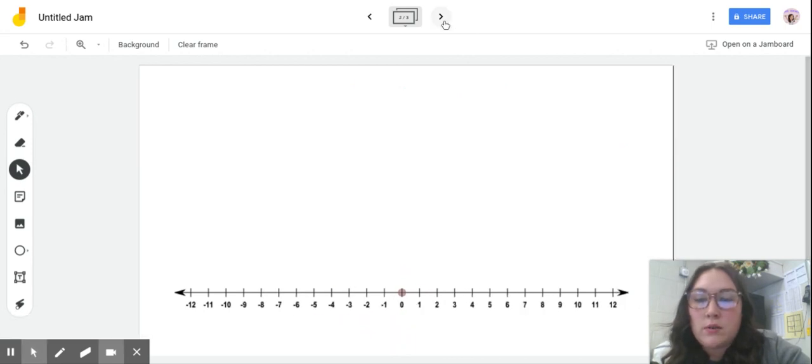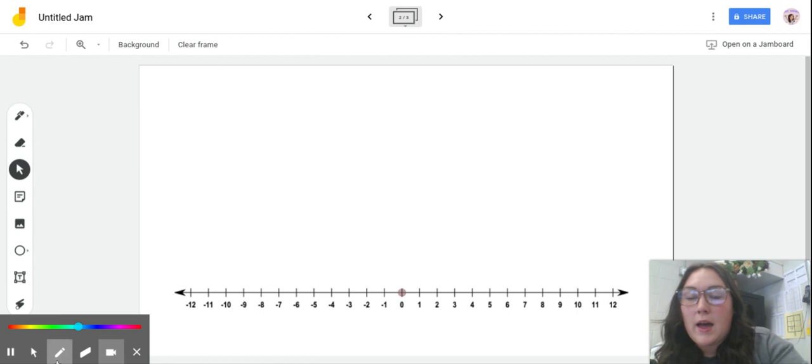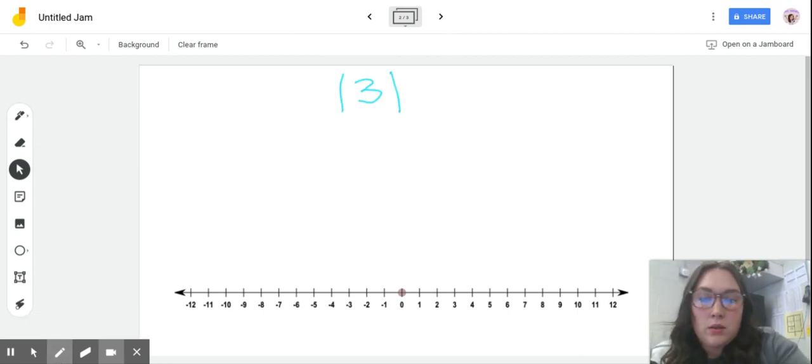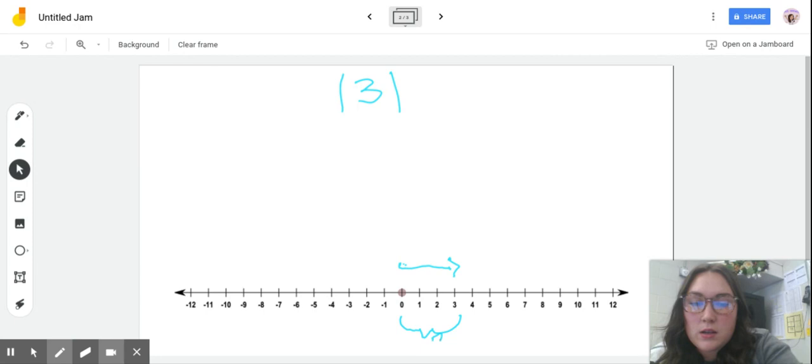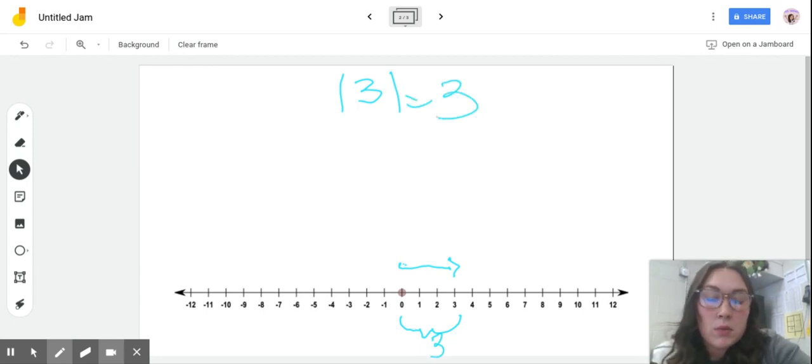So if we wanted to go ahead and do the absolute value of a +3, what would that look like? So I'm going to draw my arrow to +3. Then I'm going to count how many units. And that was 1, 2, 3 units. So the absolute value of +3 is 3. So if it's negative, it's the opposite value. If it's positive, it's going to be the same number.